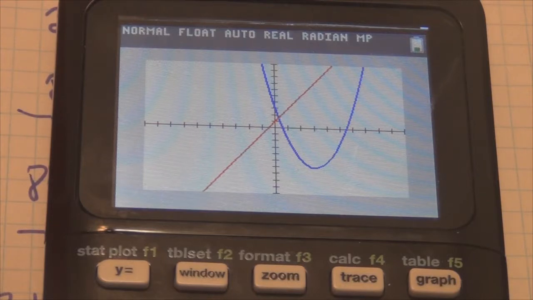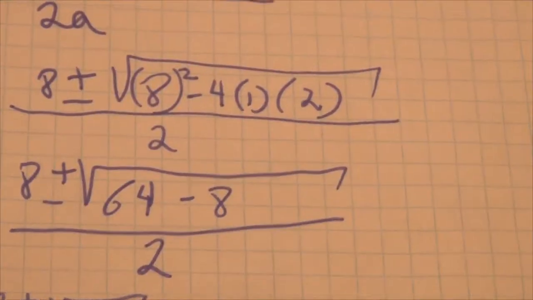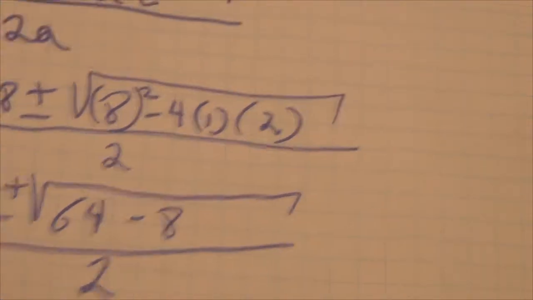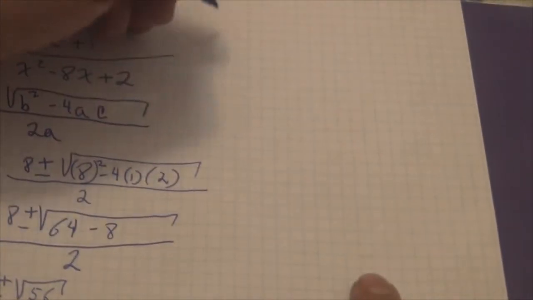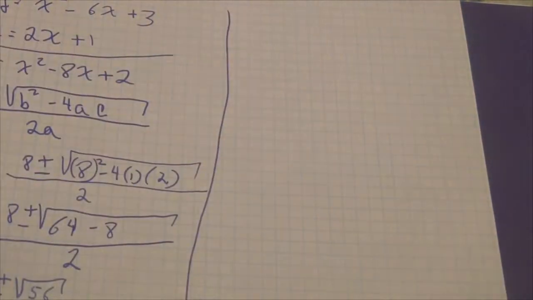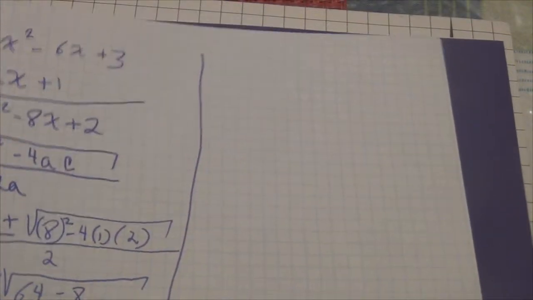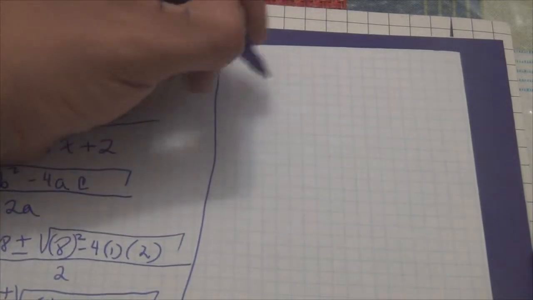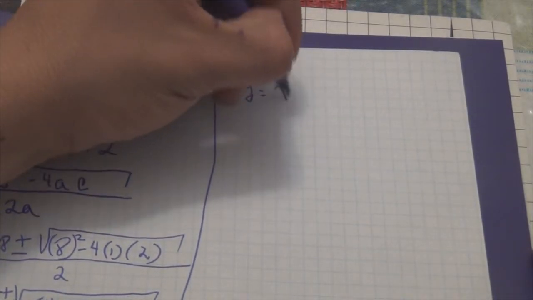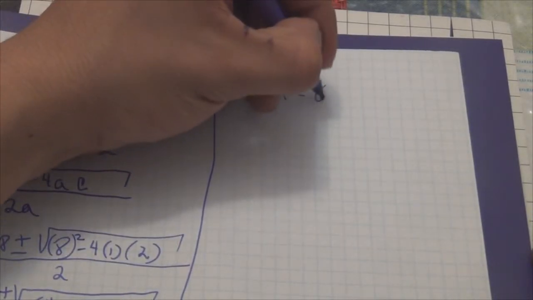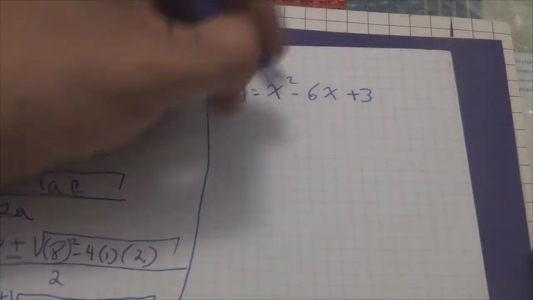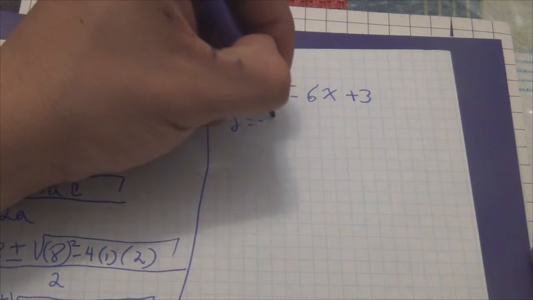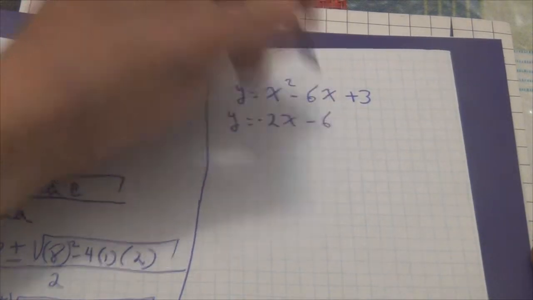So there is no harm done in me not finishing up this problem, because I really want to do the one problem that I was talking about. I thought it was this one, but I guess it's not. So let me try again, and this time I'm going to try to copy as nice as possible. My first equation is going to be y equals x squared minus 6x plus 3. My second equation is going to be y equals negative 2x minus 6.